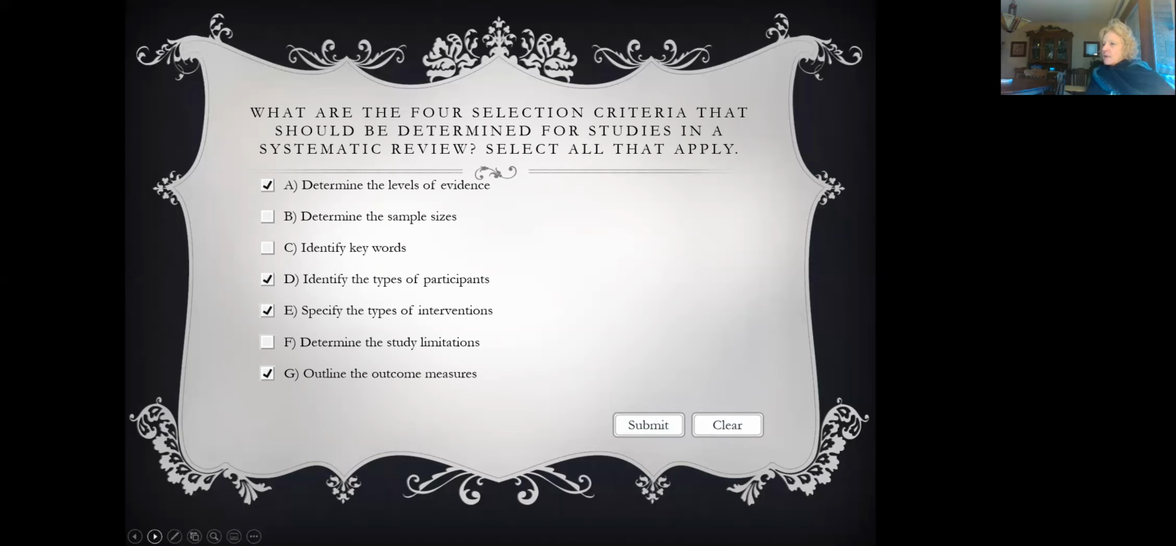So let's talk about selection criteria when you're doing a systematic review. So you can check the appropriate boxes here. So determine the level of evidence. You cannot determine the sample size. You can't identify the keywords until you've begun the literature search, but you can specify the type of participants. You can specify the type of intervention, and you can outline the outcome measures.